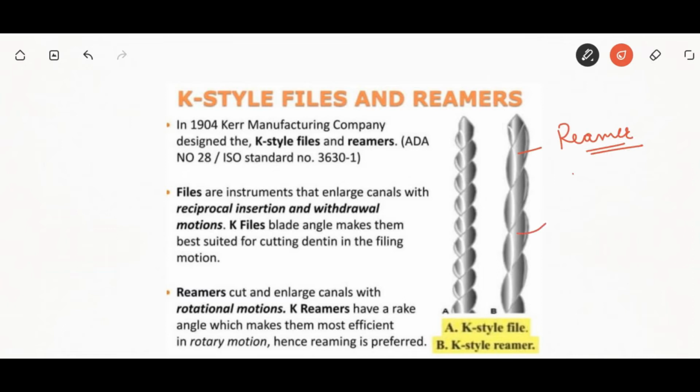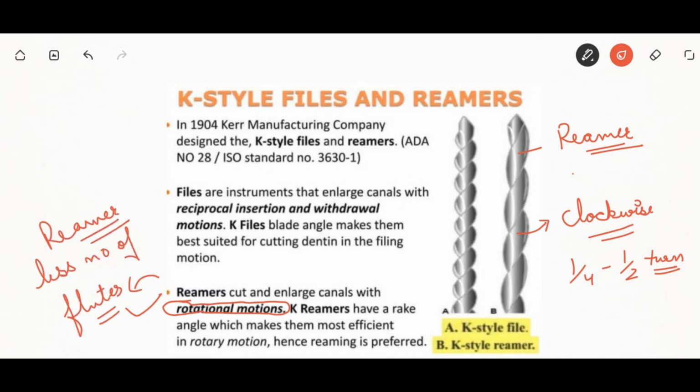Another are the reamers. The reamers are K-type instruments that are used to ream the canal. It cuts by inserting into the canal, twisting clockwise 1/4 to 1/2 turn and then withdrawing. So the motion that we will be using is penetration, rotation and retraction. Remember, these reamers will have a triangular blank and fewer flutes than the files. The flutes in the reamer are 1/2 to 1 mm apart, but in the file the flutes are 1.5 to 2.5 mm apart. So the reamer has fewer flutes than the file. Its cutting efficiency is the same as that of the file.